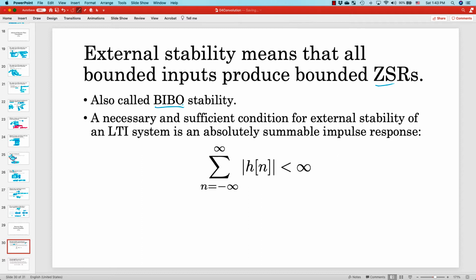And so we have a tool now to talk about the ZSR of a system due to an arbitrary input, and that is the convolution with the impulse response. So if I have an LTI system whose impulse response is h of n, and I excite this with the signal x of n, then the ZSR, we know, is the linear convolution of x with h. So this looks like the sum over k from minus infinity to infinity of h of k, x of n minus k. And I'm going to impose one more assumption here, and that is we have to assume this input signal is bounded.